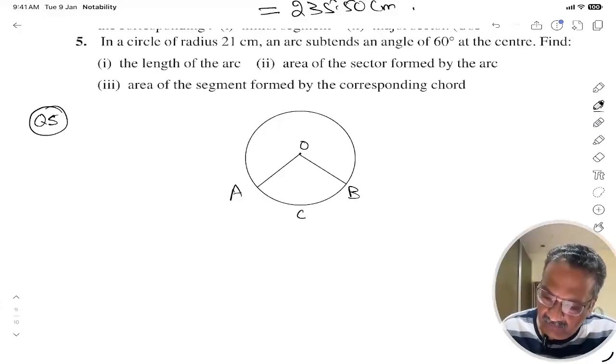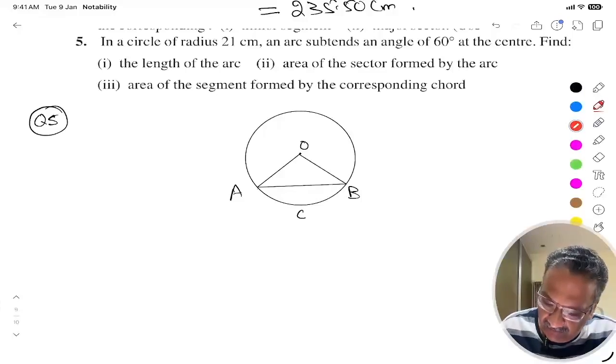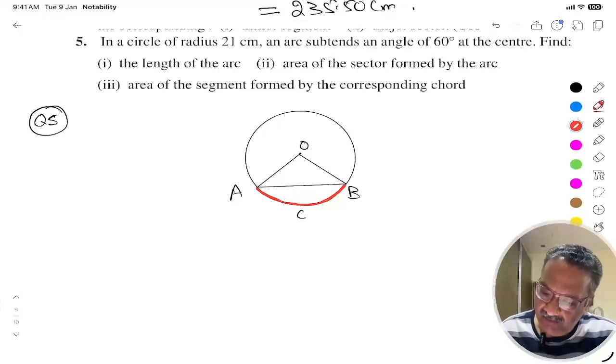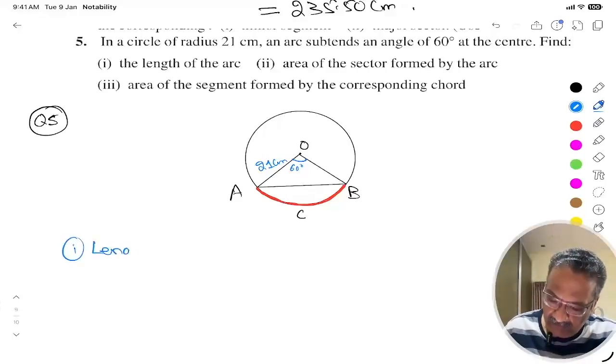Okay, now this is the chord, AB is the chord. Okay, now this arc ACB, this is the arc, ACB. Now you can say this arc AB subtends an angle of 60 degree at the center and radius is 21 centimeters. Find the length of the arc. First one is they are asking the length of the arc.